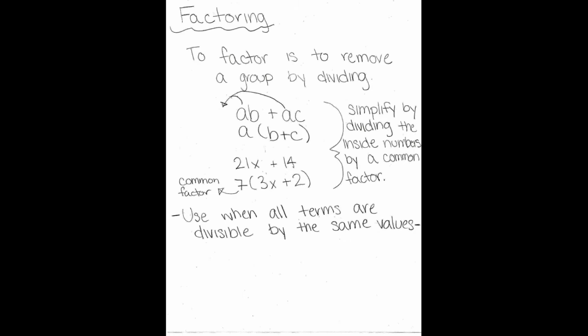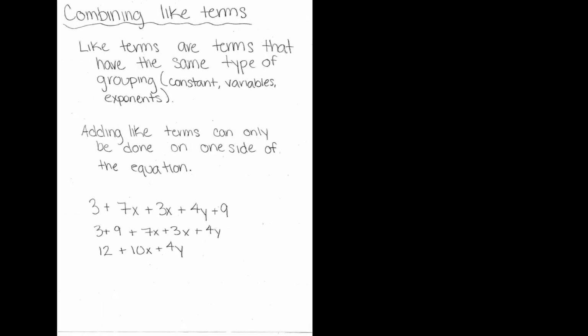Using our numbers and variables from our last example, we start with 21x plus 14. We could take out the common factor of 7, leaving us 7 multiplied by, in parentheses, 3x plus 2. We simplify by dividing the inside numbers by a common factor. This is used when all terms are divisible by the same value.